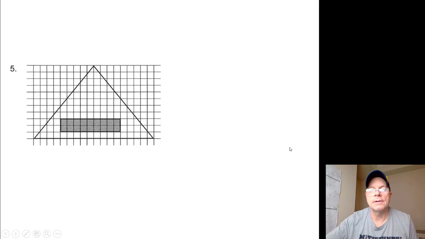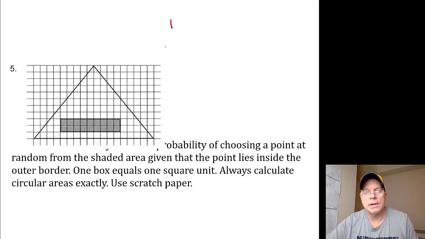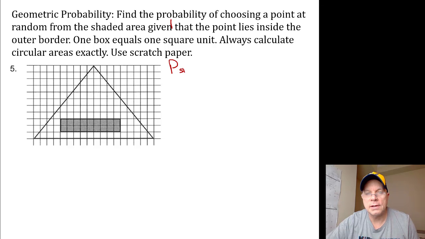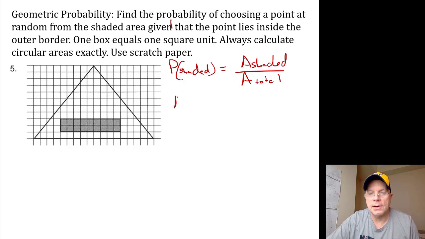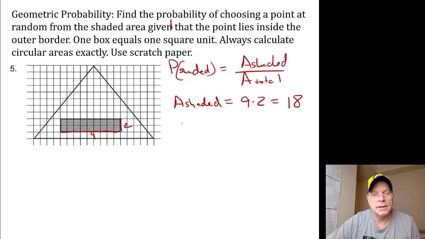Problem 5. Let me do this right. The probability of landing in the shaded area is equal to the shaded area compared to the total area. The shaded area is quite simple because it's a parallelogram, more specifically a rectangle with a base of 9 and a height of 2. So 9 by 2 rectangle, area of 18.